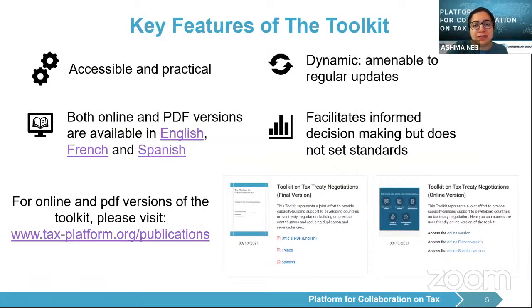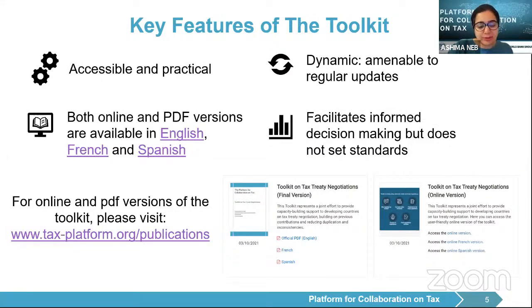So what are the key features of the toolkit? It is accessible and practical. It is available both in the PDF and online versions. And on the screen now, you can see links to the online versions of the English, French, and Spanish versions of the toolkit. The PDF versions can be accessed through the link to the publications tab of the PCT website, which is displayed at the bottom left corner of this slide.